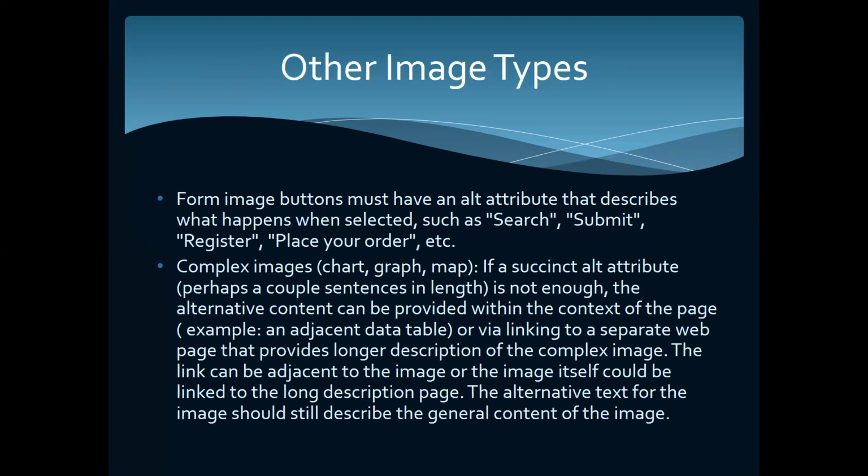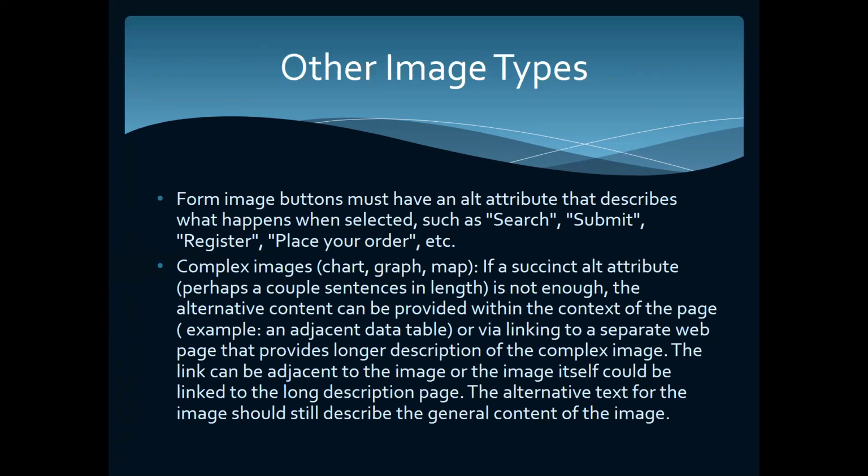Other image types. Form image buttons, so an image that's used as a button on a form, must have an alt attribute that describes what the button does. Image buttons are often used to provide a more visually appealing or smaller or larger version of a standard form button. In this case, the alternative text should describe what the button will do when you select it, such as search or submit or register, place your order, and so on.